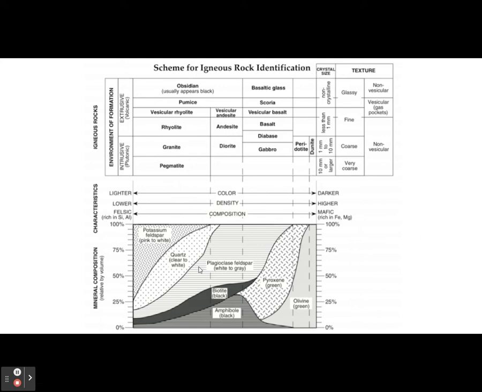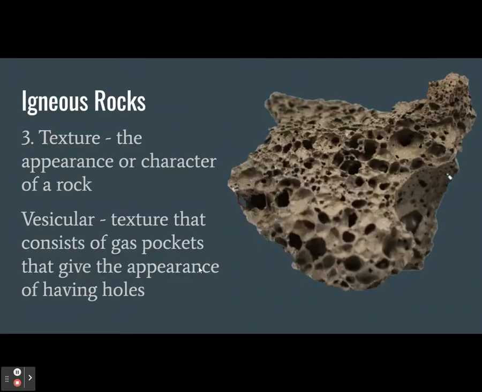And down here below, we have the chemical composition of the rocks themselves, and I'll talk more about this in a little bit. So for igneous rocks, the appearance or character of the rock is called the texture. A vesicular texture is when there's gas pockets all over the rock itself.